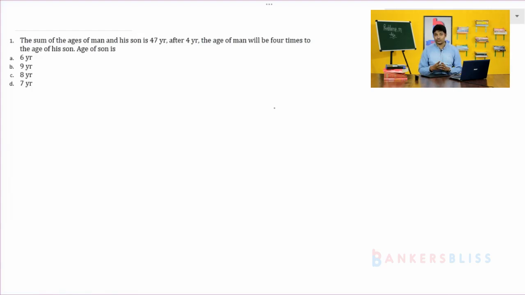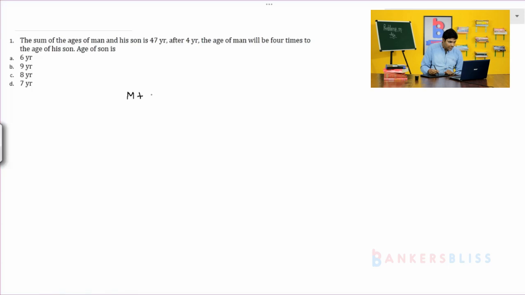So you have 3 methodologies to solve the problem. The first is the general method, the second is the ratio method, and the third is coming through options. Each and every time, coming through options is not a feasible method, and along with that, each and every time the general method is also not feasible. Let us discuss how to solve this problem. Let us consider the first method, the general method. We have to construct the equation. I am going to take the age of the man as m and the age of the son as s. So the sum of the ages of man and son is 47.